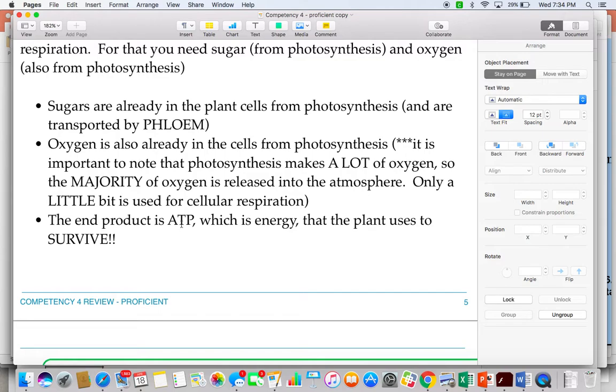And once the plant gets the energy, then it can grow, it can reproduce, it can do all those things that it needs to. So just remember that survival always boils down to energy, and you've got to think about where it comes from. So for animals, energy is going to come from food that we eat. And for plants, it's going to come from photosynthesis.